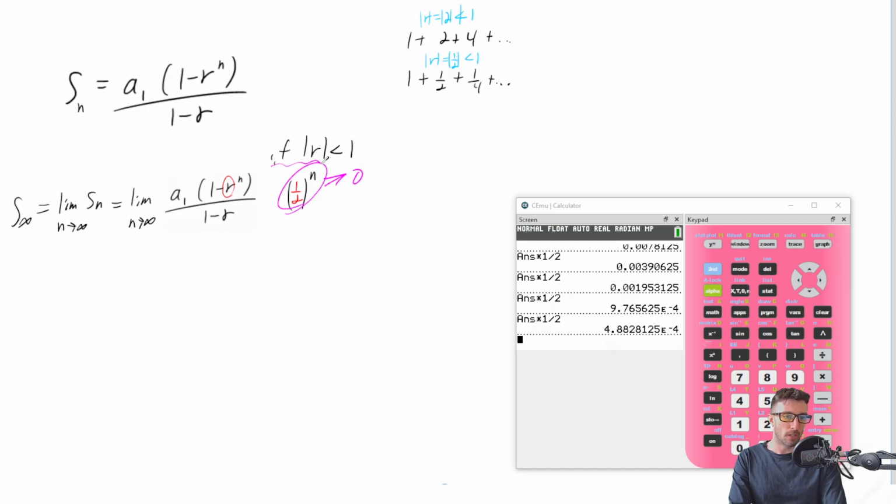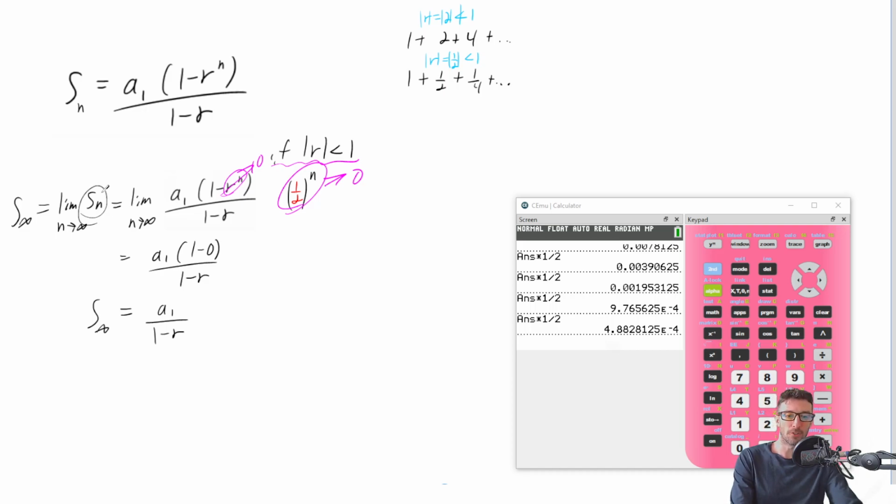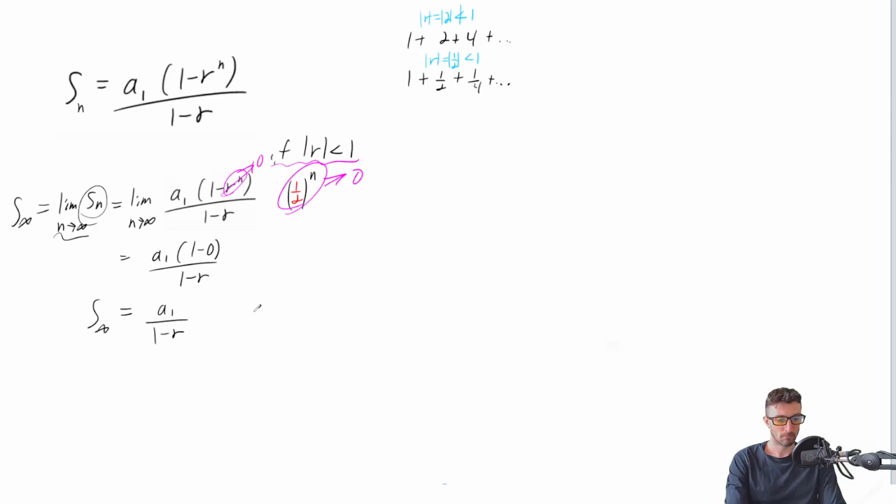and it turns out as long as the absolute value of r is less than 1, well then this entire thing will head towards 0. So if that's true, what you would be left with is a1 times 1 minus 0 over 1 minus r, which would just be a1 over 1 minus r. So that is the sum of an infinite amount of terms. Now you can't really take the sum of an infinite amount of terms. What you can say though is that it's a limit of what the sum of the first n terms would be as n starts to get bigger and bigger and bigger.